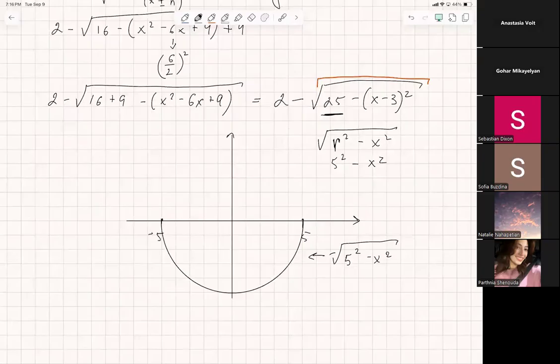Now, we have some shifts in here, right? So first shift, we have 3 units to the right, this side, and we also have 2 units up, right? So whenever you have it outside, that's up or down. If you have something together with x, that's gonna be left or right. So what I need to do is copy the one that I have and start moving this one. First I move 3 units to the right. So 1, 2, 3 units to the right and 2 units up, right? So 1, 2, 2 units up.